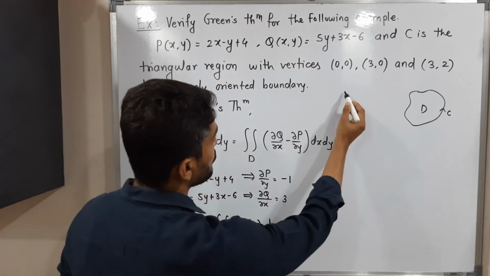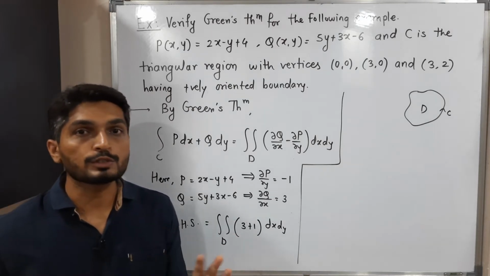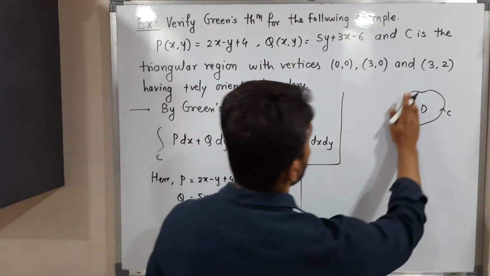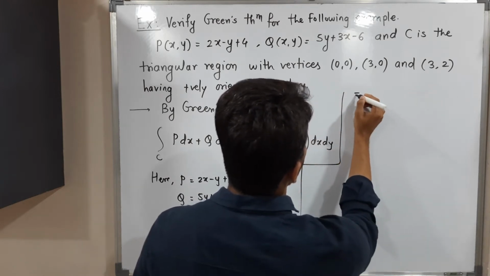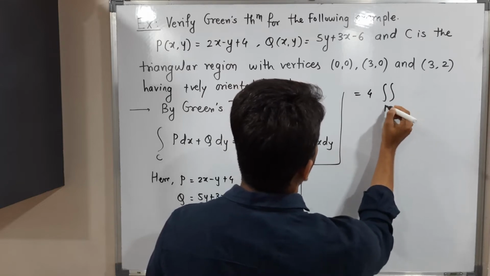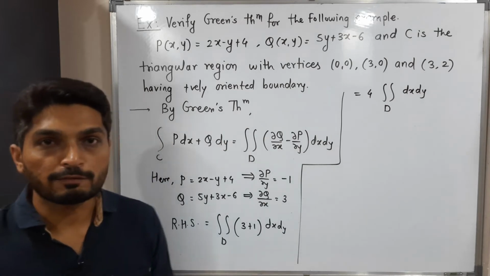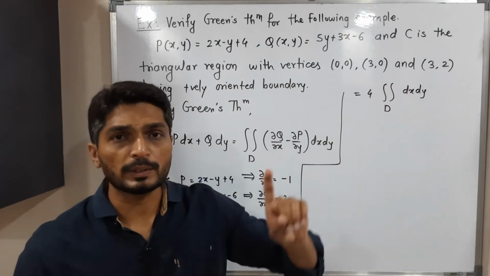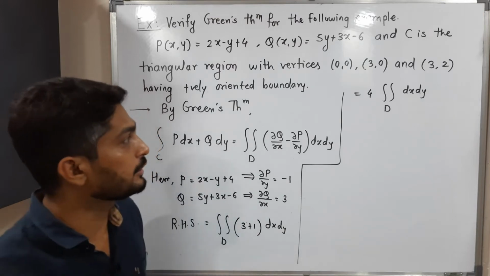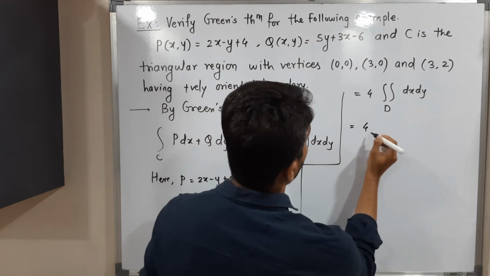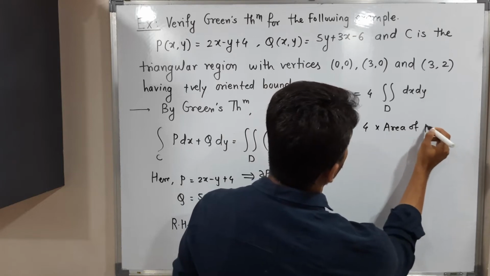Okay. So let me write the next part. So 3 plus 1 is 4, and 4 is a constant, so it will come outside the double integration over D of dx dy. See here we have a double integration without any function. There is no function, that means 1 is there and dx dy. So this is the formula of area of that region. So this is equal to 4 into area of D. D means the given region.